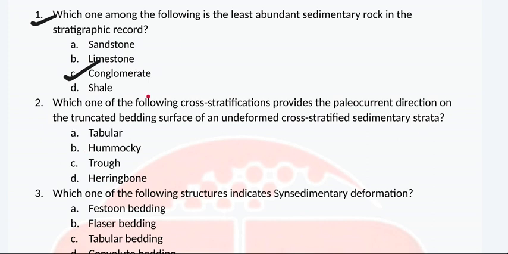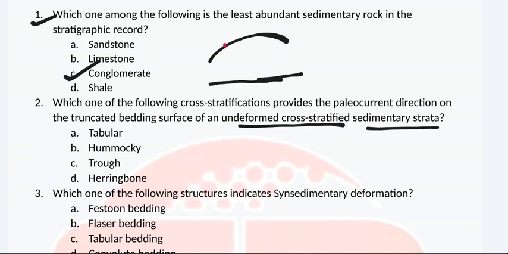Which one of the following cross stratifications provides the paleocurrent direction on the truncated bedding surface of an undeformed cross-stratified sedimentary strata? Truncated bedding surface means the bedding surfaces are curved, and these are depositional curves, and they are not formed by deformation, and they can give you paleocurrent direction. So it will be trough cross.